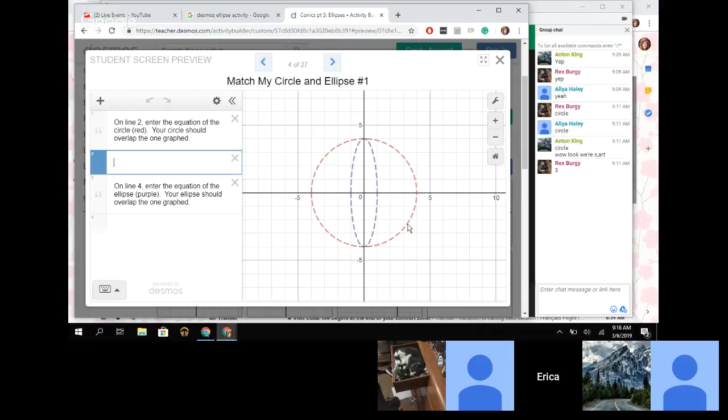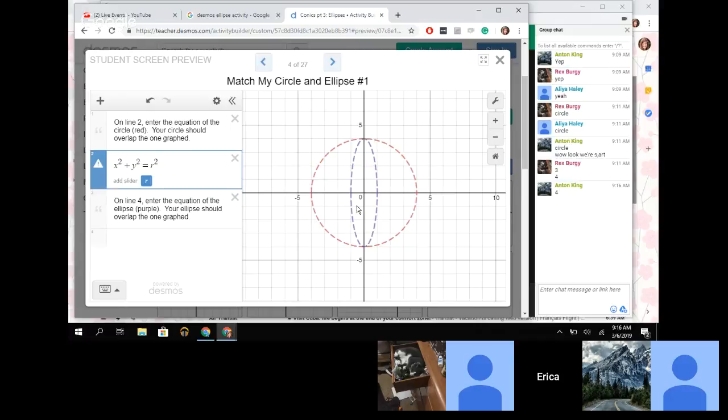So remember, the circle always has this equation, right? It's x squared plus y squared equals the radius squared. Okay, but what would the radius be for this red circle? 4, exactly. The radius would be 4, right? So if we put in here x squared plus y squared equals 4 squared, then we get the equation of the circle, right, Anton? Yep. So this is your equation of the circle. See how they wanted you to match it? You can write an equation.